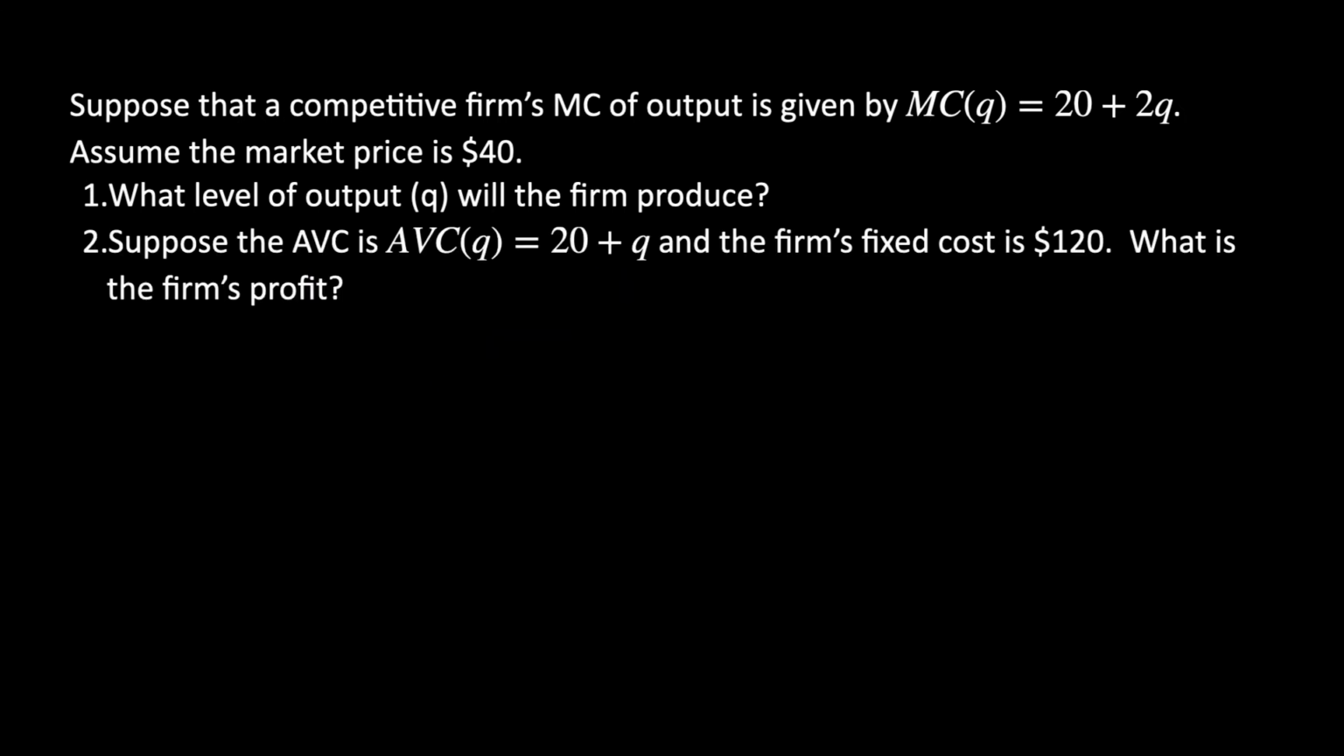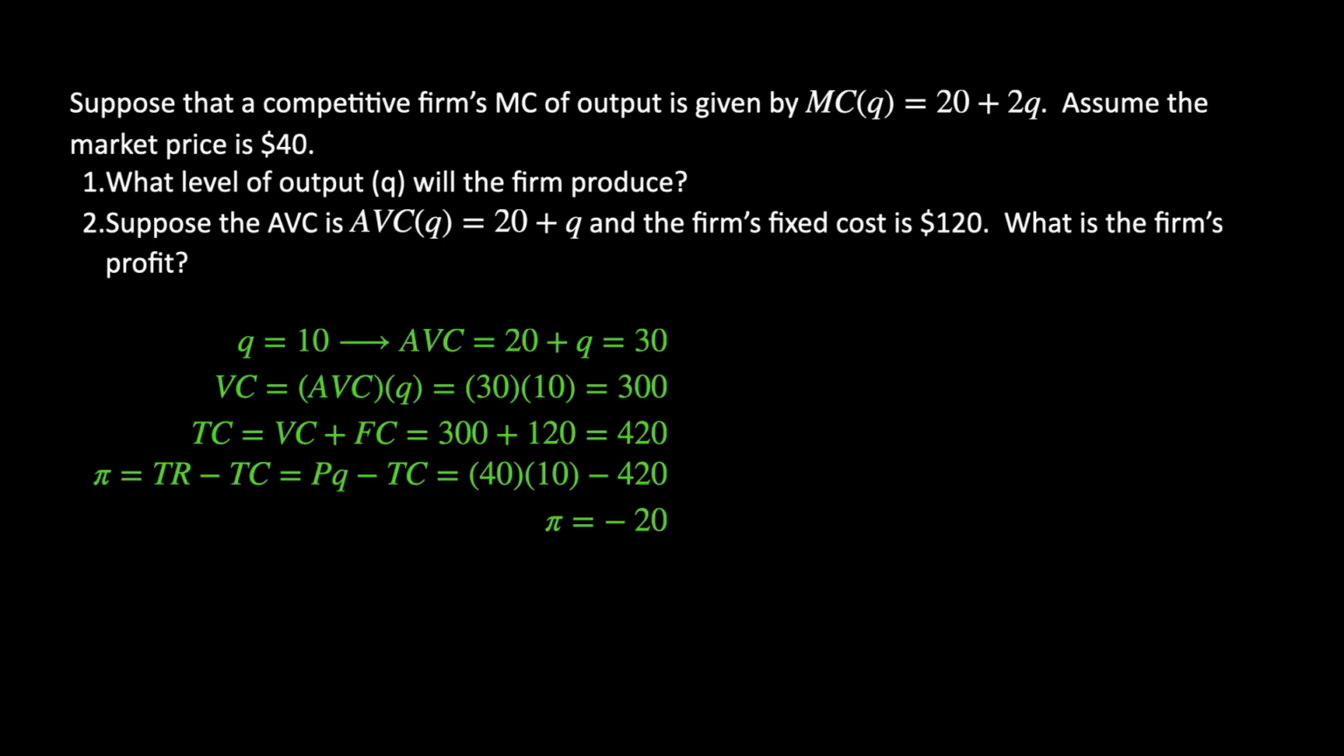Suppose the average variable cost is 20 plus Q, and the firm's fixed cost is $120. What is the firm's profit? Plugging the profit maximizing quantity of 10 into the average variable cost equation, we get an average variable cost of $30. This implies that variable cost is $300 when quantity is 10. Adding variable cost and fixed cost, we get a total cost of $420. Since revenue is $400, profit will be negative $20.